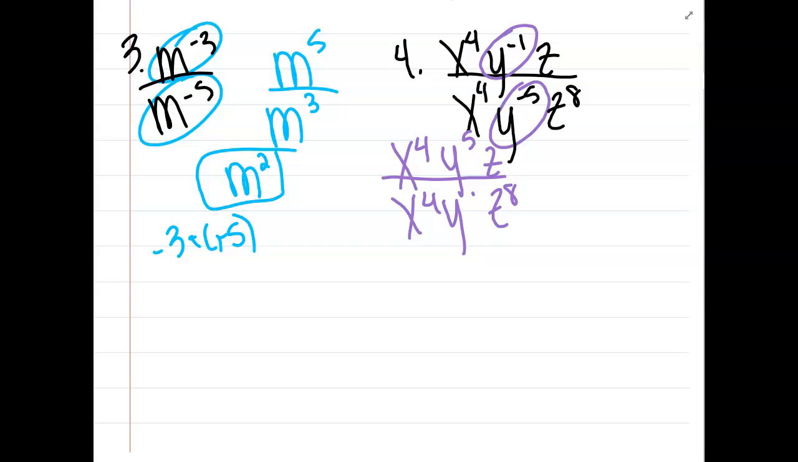Now we can simplify. So if we start with the x's, now I've got an x to the 4th over an x to the 4th. How many of these are going to cancel out? All of them. Right? They're all going to cancel out. Just think about this. Anything divided by itself, 2 over 2 is what? 1. 5 over 5, 1. 1 million over 1 million, 1. X to the 4th over x to the 4th, 1, because they all cancel out.